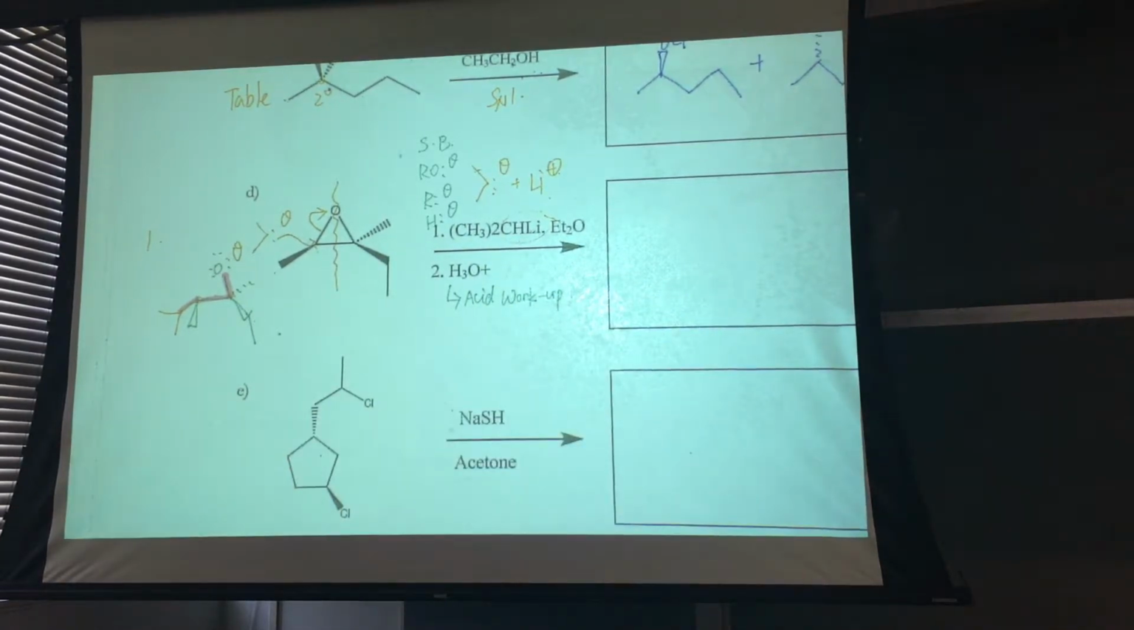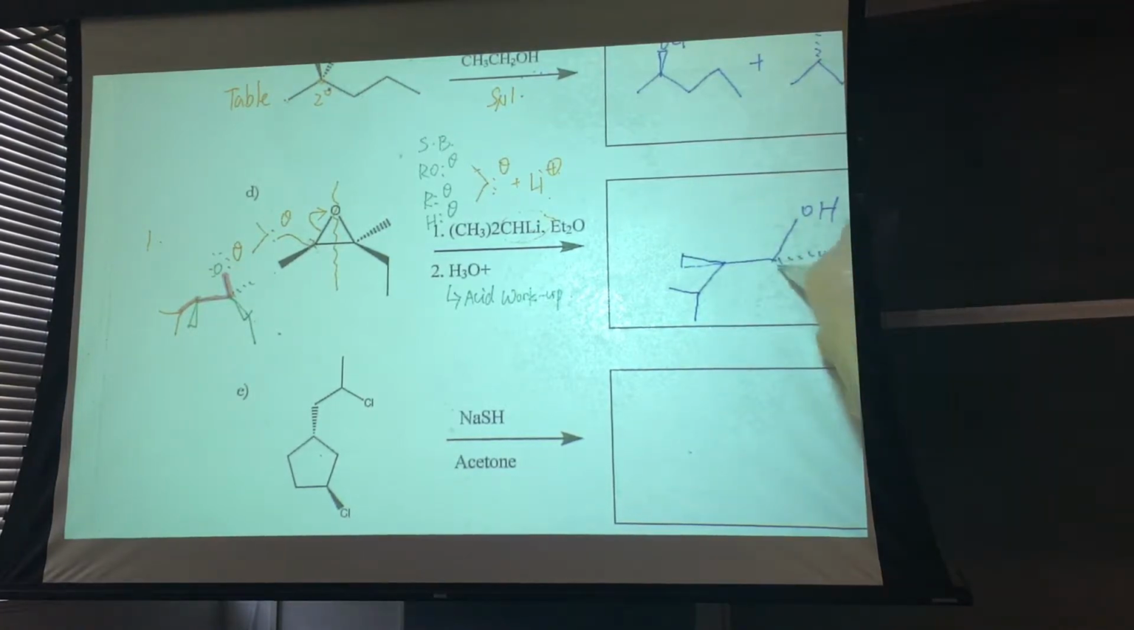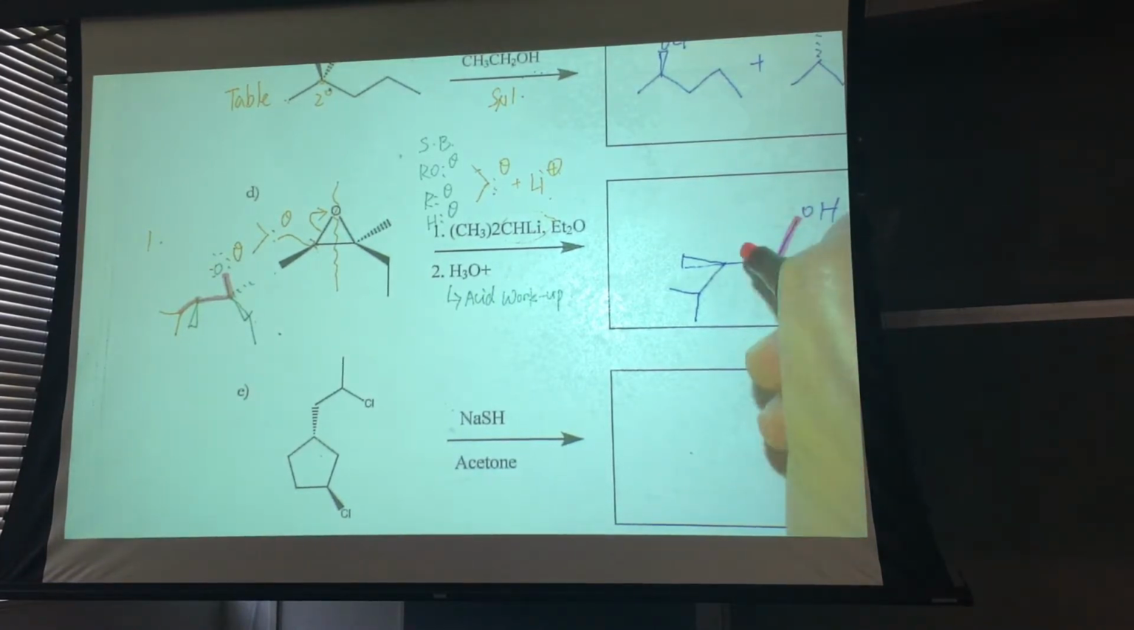So the second step, which is going to lead you to the final answer, looks like this. And you still have your anti-position like this.